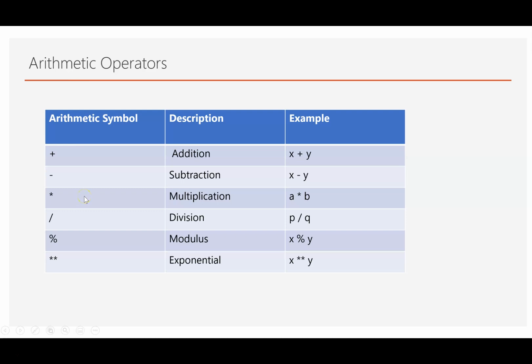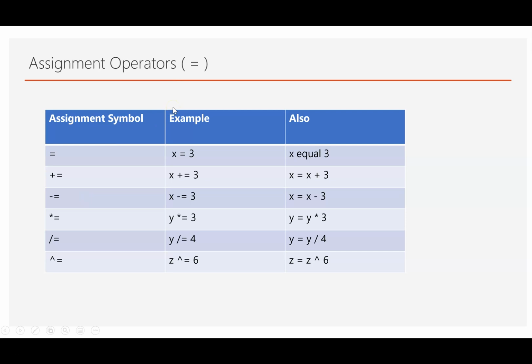If I say x equals a plus b, the a plus b part is an arithmetic operator, while the equal to is referred to as assignment operator, which means everything we've been doing so far has been assignment, assigning values to variables. This part is very interesting.